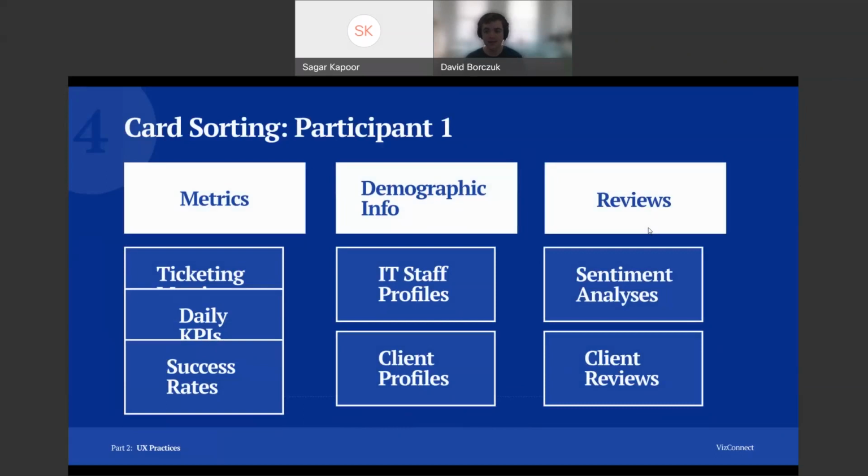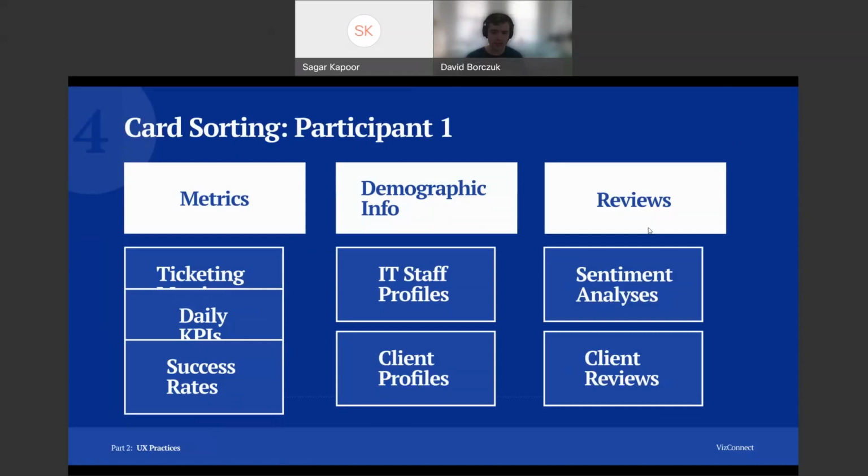So they created these ideas, and they grouped these ideas, and they created sections. Now you have a dashboard information architecture. You have all of your dashboard visualizations on metrics. You have some demographic information that you can put your IT staff profiles and client profiles, and then you have a section for your reviews. So without you even doing anything and interviewing your end users, you've created an information architecture for your dashboard. You might have had a concept about it before, but this will either reinforce or oppose the idea that you had in your head.